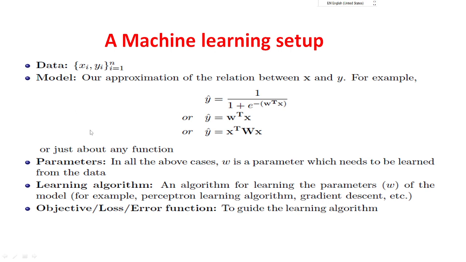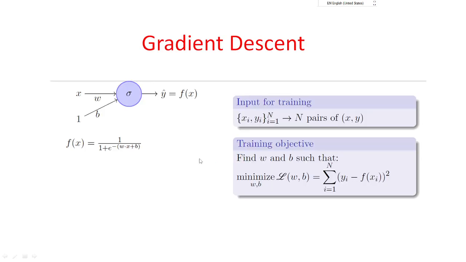So this is the complete setup of any machine learning algorithm, for any machine learning model. You will have data, then you have to set up a model, then parameters, what are the parameters we are going to learn, and we will have a learning algorithm, and you will have the loss function. Then gradient descent is a learning algorithm, a neural network learning algorithm.